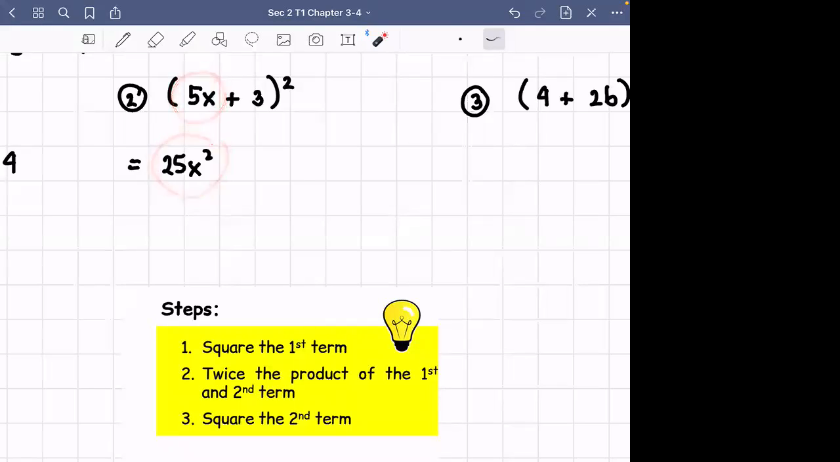25x squared, right? And then plus. So twice the product. It's always times 2, class. It's always times 2. Let me change the color for this one. So it's always times 2.